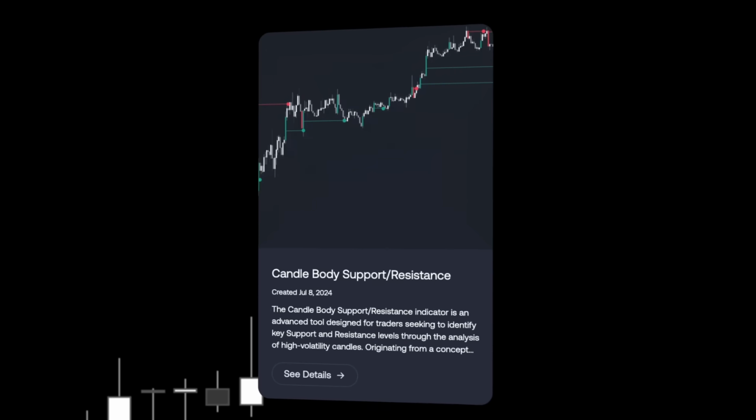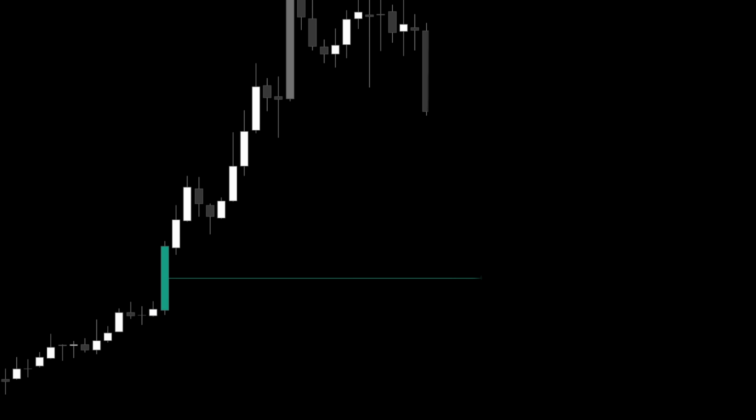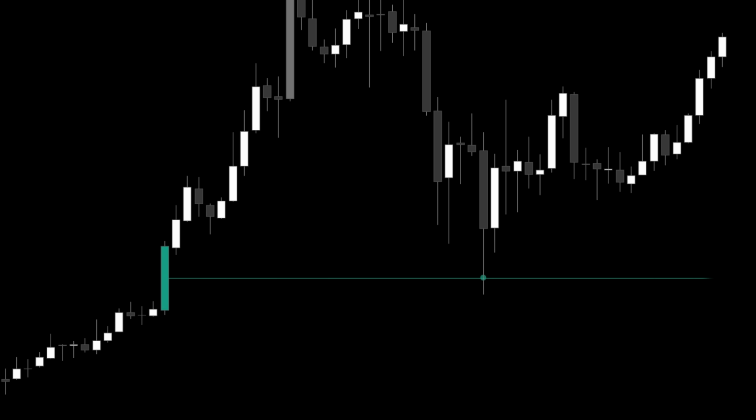This indicator zeroes in on those rare high volatility candles. Bullish spikes are highlighted in dark green, while bearish ones appear in dark red. But it doesn't stop there. The indicator also marks the midpoint by default of each high volatility candle, automatically drawing horizontal levels that act as potential support or resistance zones.